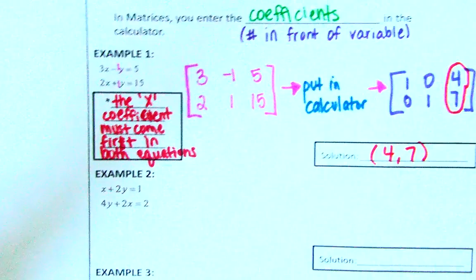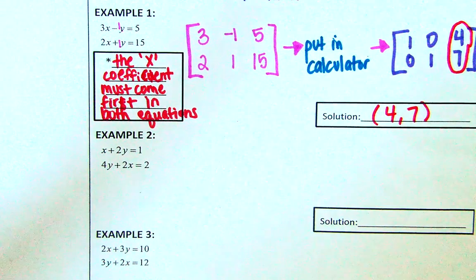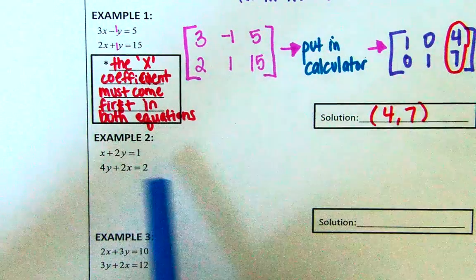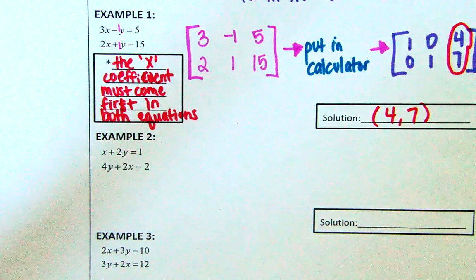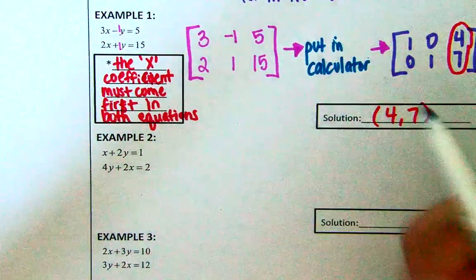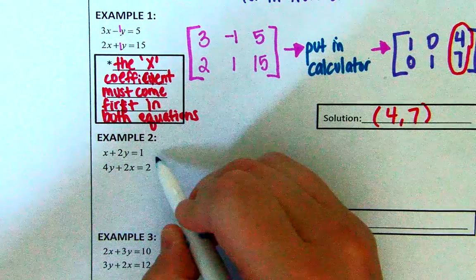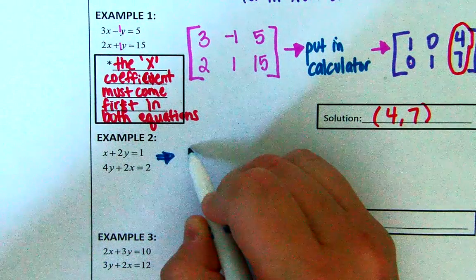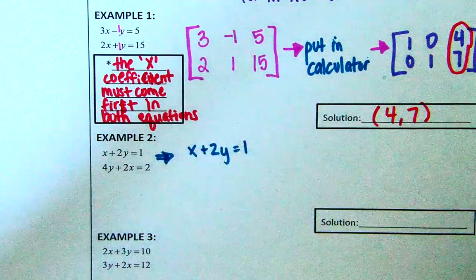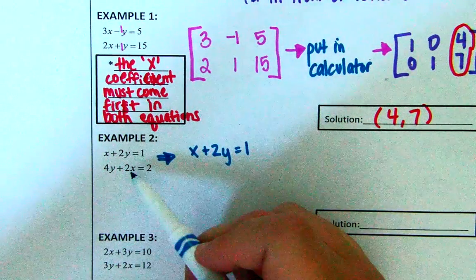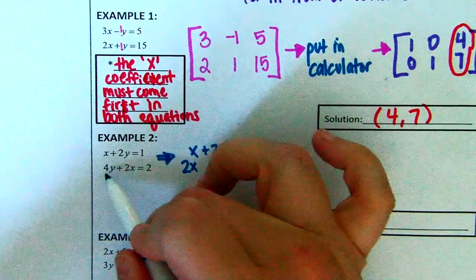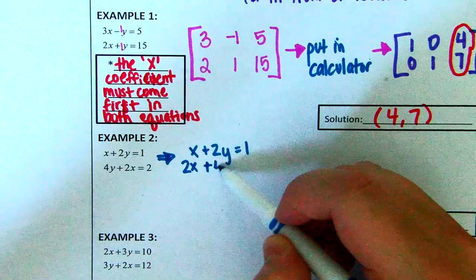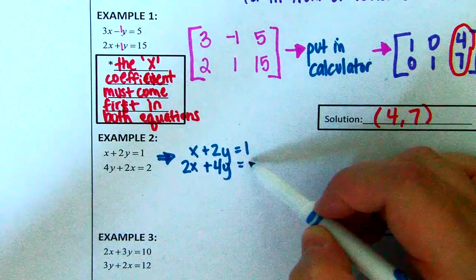Now let's go on to question number 2. If we look at question number 2, remember the x coefficient must come first in both equations. Is x coming first in both of my equations? Well, if we look at the second one, y comes first. So we have to rewrite it as x coming first. So we're just going to write the first equation like it is. So we have x plus 2y equals 1. And now we're going to rewrite the second one. Remember x has to come first. So x is positive, so we're going to keep it positive. The 4y is positive, so we're going to make it positive. So plus 4y equals 2.